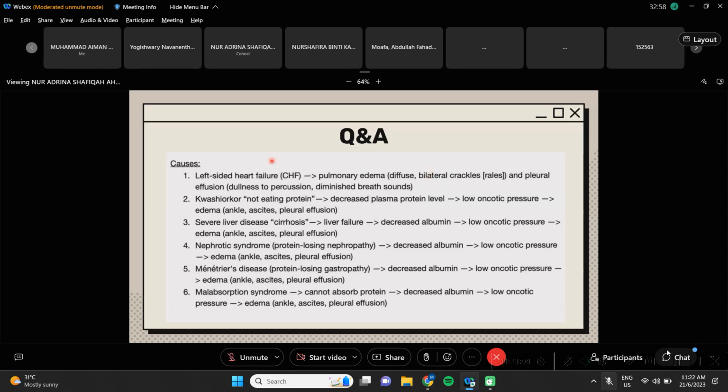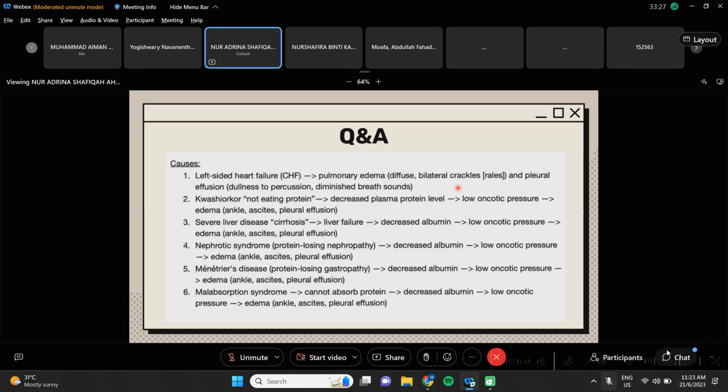Okay, so for the first one, left-sided heart failure develops into pulmonary edema, and then it can cause right-sided heart failure, right? Right-sided heart failure, we know that it is transudative. It should be transudative because of the high hydrostatic pressure. So with high hydrostatic pressure, the SAAG for the first one is more than 1.1 because it is transudative.